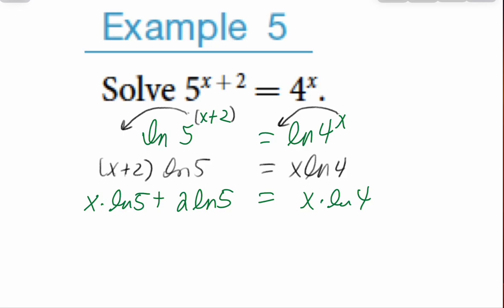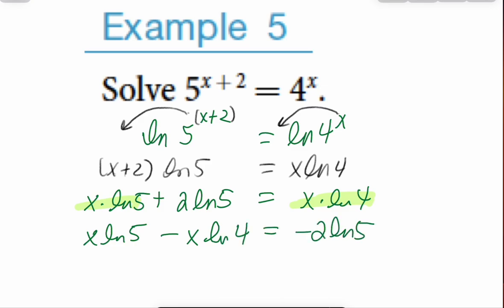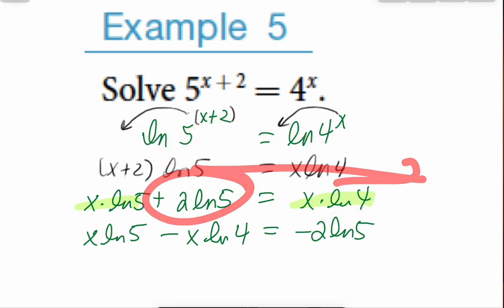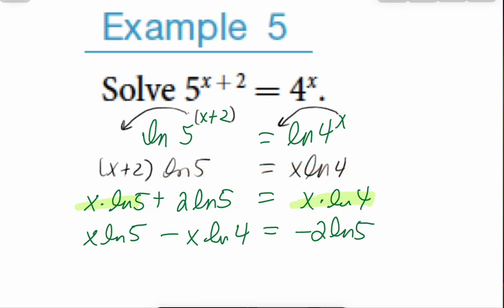Now, here's what we're going to do. You always kind of do this in stages. We drop the powers, distribute, and then we're going to get the x's to one side and the numbers to the other. So this contains an x and this contains an x. Those pieces are going to go to the left. The piece that doesn't have an x is going to go to the right, okay? So we're going to get x natural log of 5 minus x natural log of 4 equals -2 natural log of 5. So all I did was bring this one over here because it had an x, and bring this one over here because it did not. When it moves, it changes sign because I'm subtracting it. Everybody with me there? Okay.